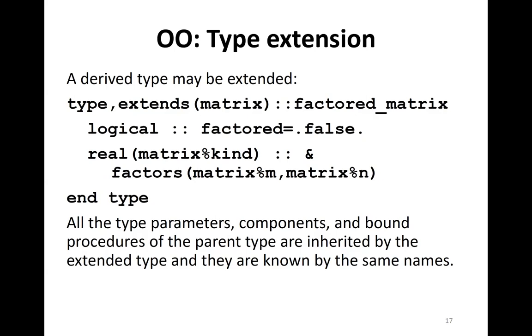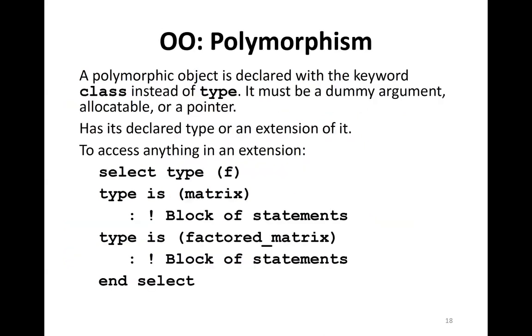So all the type parameters, components, and bound procedures of the parent type are inherited by the extended type and known by the same names. Polymorphism. You can have polymorphism, so you declare an object by class instead of by type. That means that when you come to use that object, it may have the type it's been declared with or any extension of it.